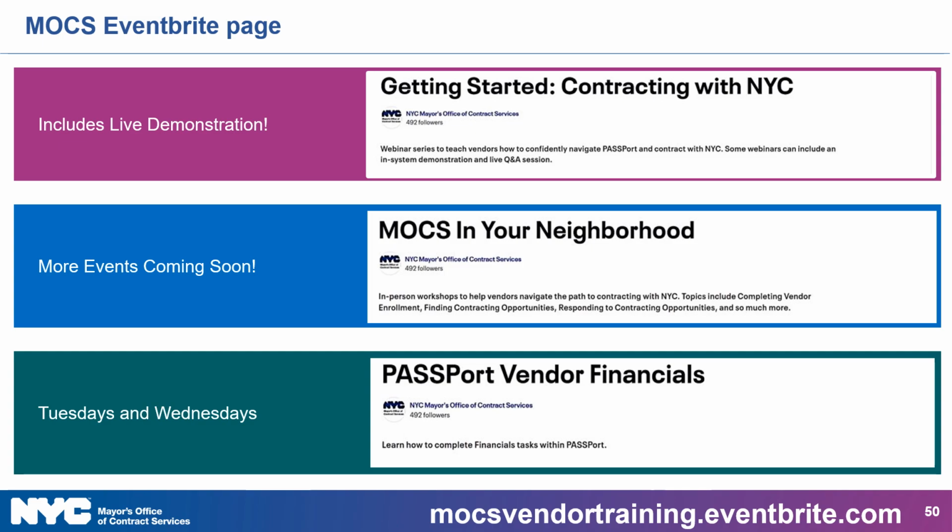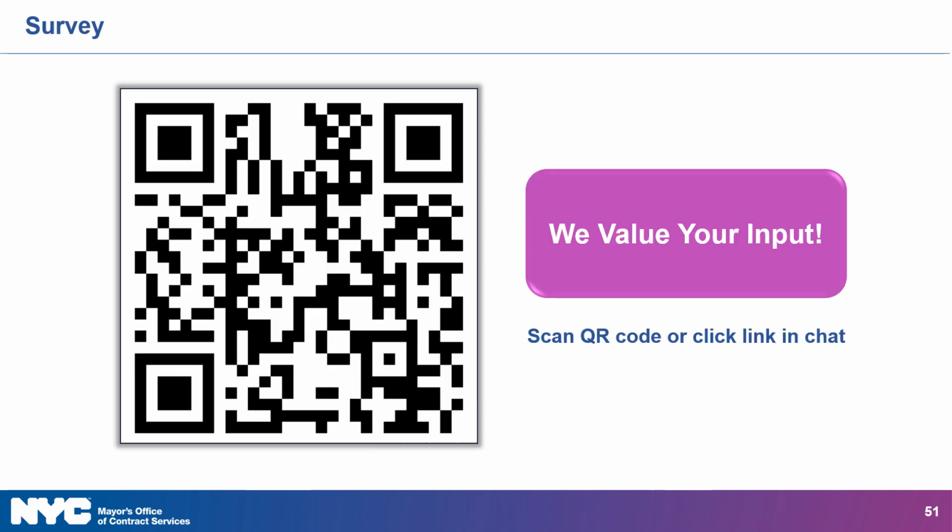Getting Started is our series of monthly webinars designed to help new vendors learn how to navigate Passport confidently and become contractors with New York City. MOCS in Your Neighborhood is our series of in-person trainings and networking opportunities for vendors across New York City. And finally, Passport Vendor Financials is our series of webinars that show vendors currently contracting with the city how to use Passport and how to get paid.